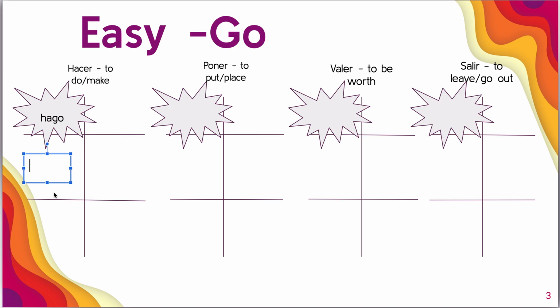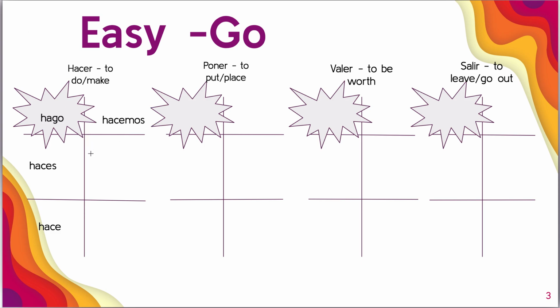So hacer is an ER verb, so we're going to put ER endings on it. So the tú form is haces. Notice there is no G because the G only goes in the yo form. So the usted form is just a regular ER verb, so it is going to be hace. All right, the nosotros form, again, just a regular ER verb, so it is going to be hacemos.